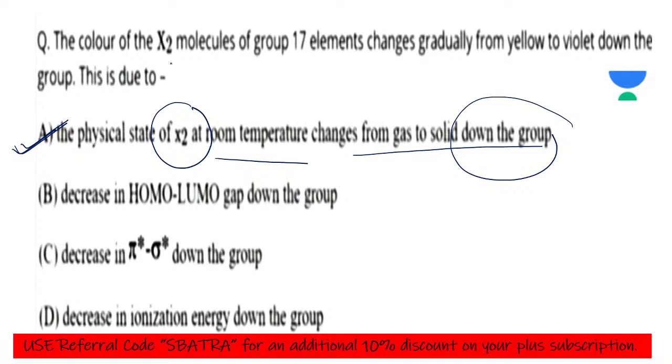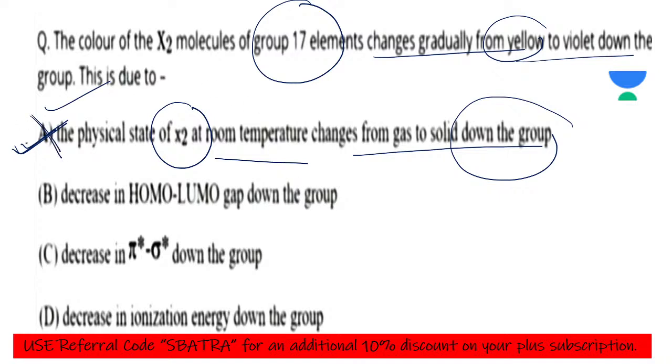The question is, the color of X2 molecules of group 17 elements changes gradually from yellow to violet down the group. This is due to... so you need to tell the reason. Right, correct. So definitely this is not the reason. I thought that we needed to find out the correct statements. The reason is not the physical state. I'm really sorry for this confusion. So this is an incorrect option.